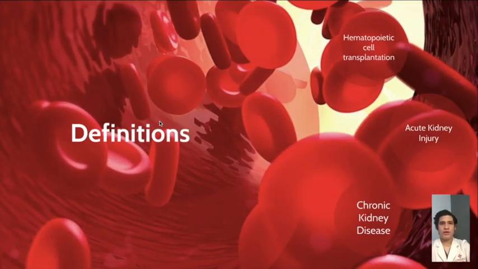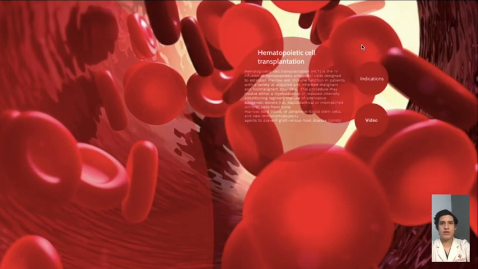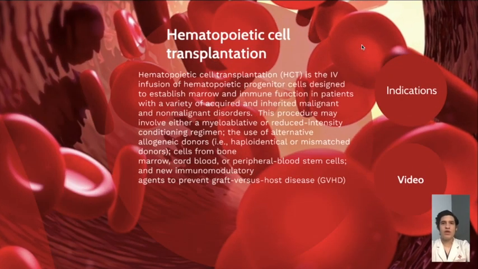Now let's start. Definitions. Hematopoietic cell transplantation is the IV infusion of hematopoietic progenitor cells designed to establish marrow and immune function in patients with a variety of acquired and inherited malignant and non-malignant disorders. This procedure may involve either a myeloablative or reduced intensity conditioning regimen. The use of alternative allogenic donors, cells from bone marrow, cord blood, or peripheral blood stem cells, and new immunomodulatory agents to prevent graft versus host disease, which is GVHD.